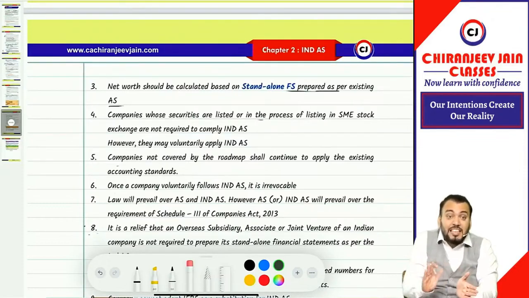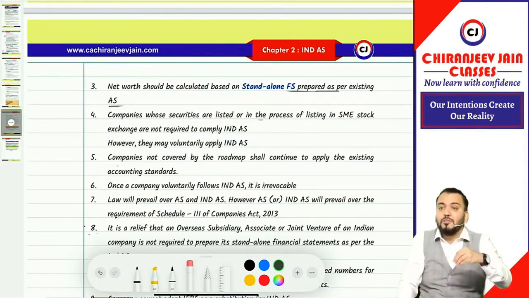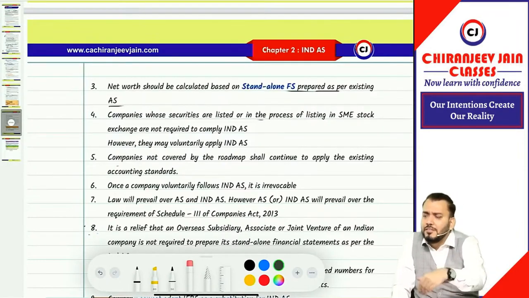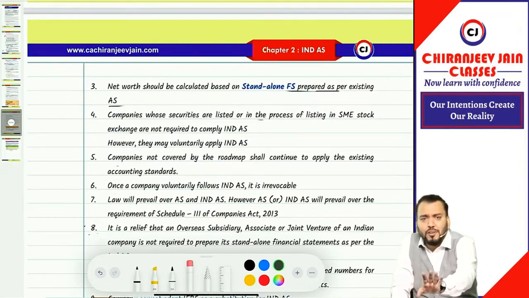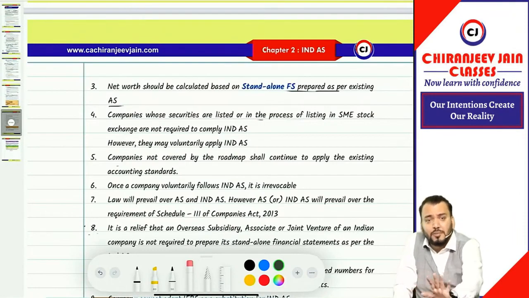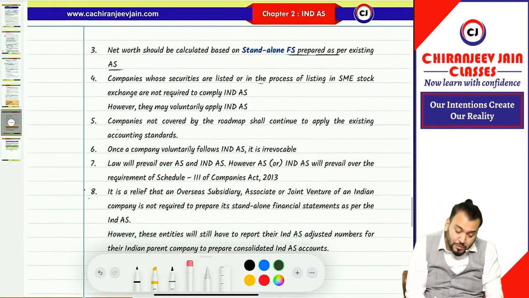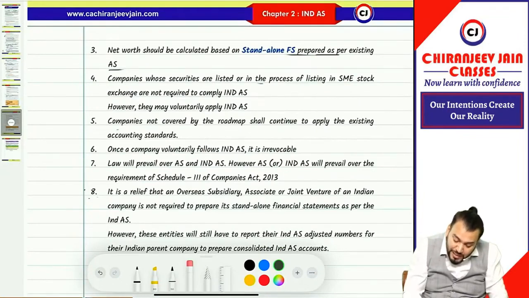This applicability is irrevocable. Suppose right now your net worth is 500 crore or more than 500 crore. Ind AS is applicable. Second year it is 200 crore. Quite possible. Whether Ind AS is applicable or not applicable? Applicable only. Once adopted, adopted. Correct? You can't reverse it. So once a company voluntarily adopts and follows Ind AS, it means it is irrevocable.